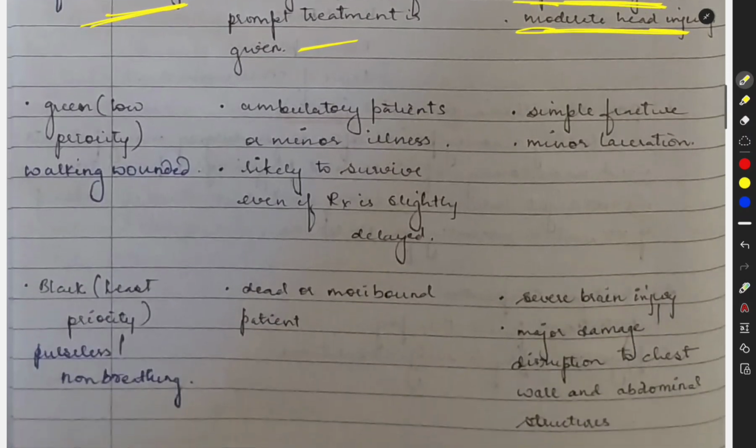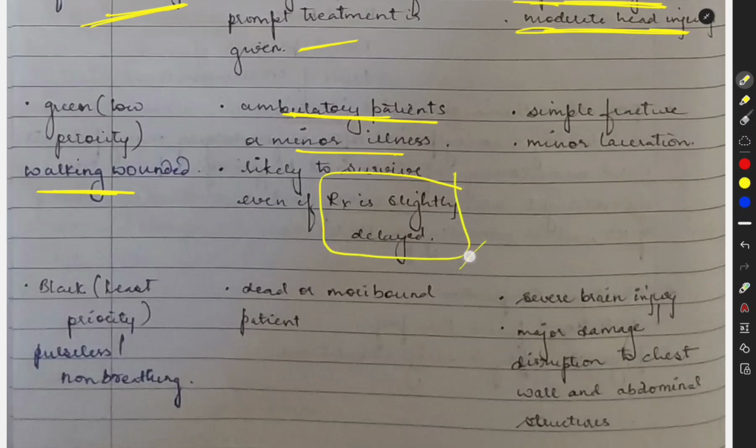Green has low priority. The patients will be wounded, but still they can walk. That means they are ambulatory patients or who have sustained a minor illness. They are likely to survive even if the treatment is slightly delayed. For these patients, treatment can slightly be delayed. The examples for low priority injury are simple fractures and minor laceration.